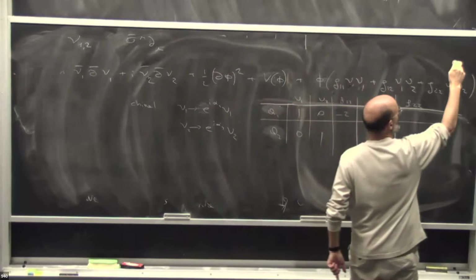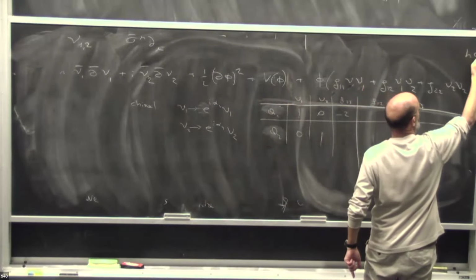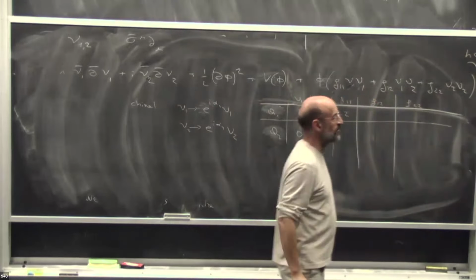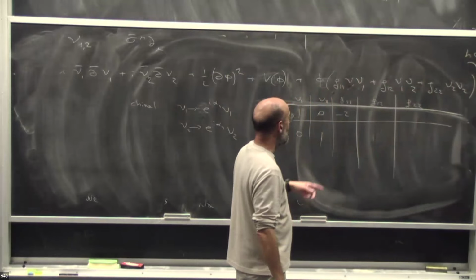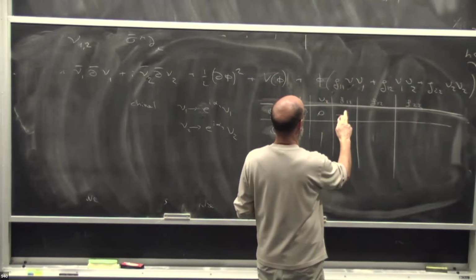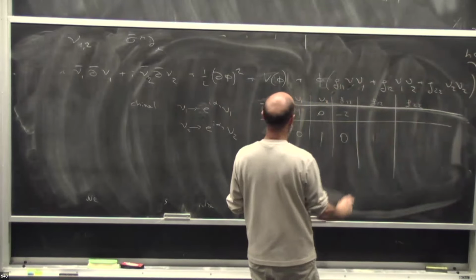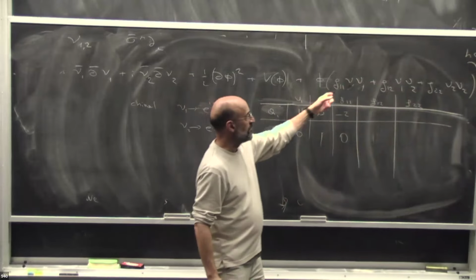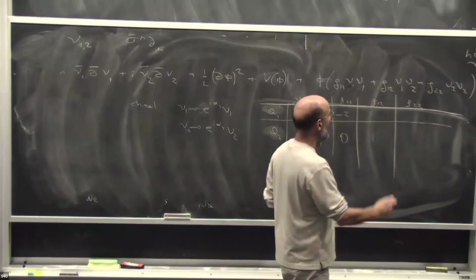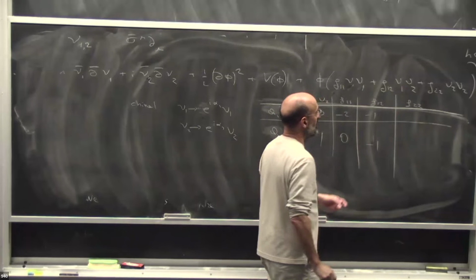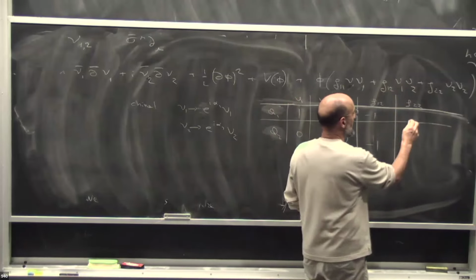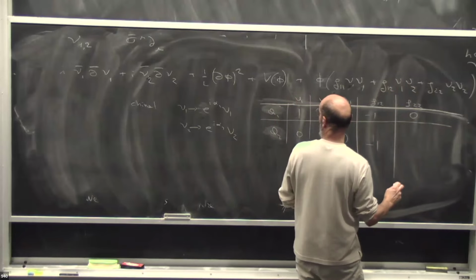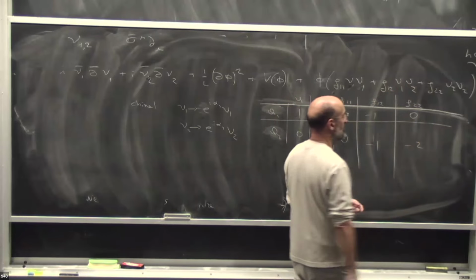Of course, there should also be the Hermitian conjugate here, right? I forgot to write the Hermitian conjugate. G11 has 0 charge under Q2 because U1 doesn't carry Q2. G12 has charge -1, -1 under each of the two symmetries, and G22 is the other way around: it has 0 charge under Q1 and -2 under Q2.